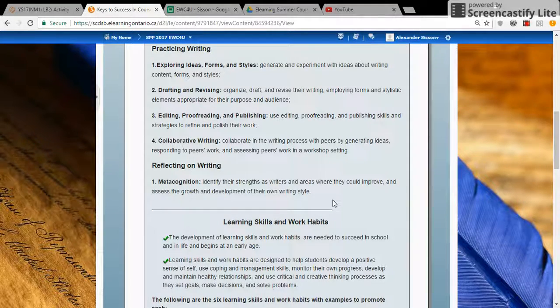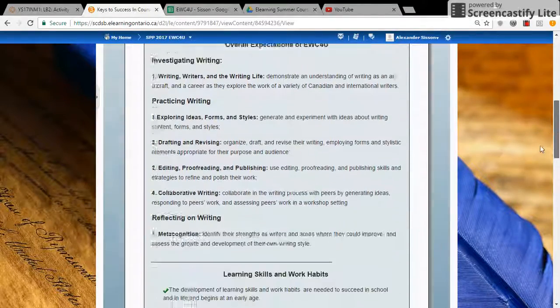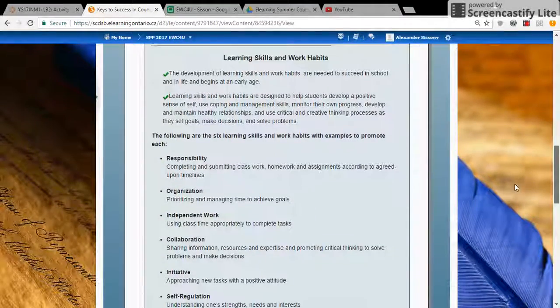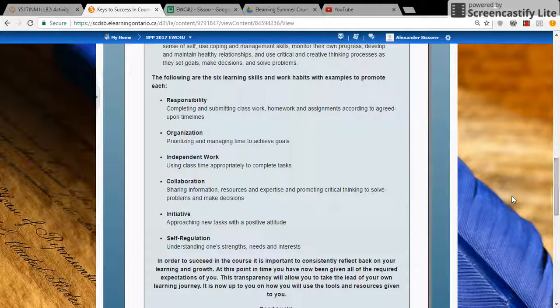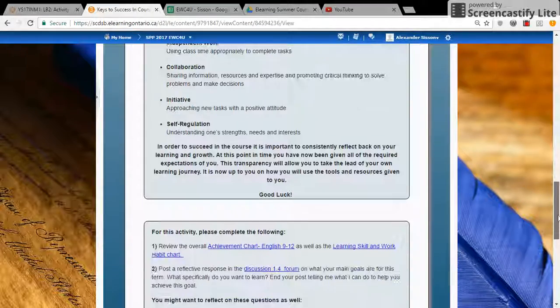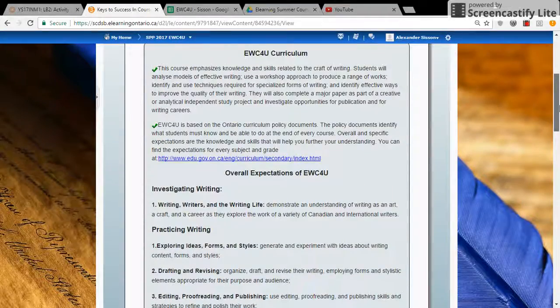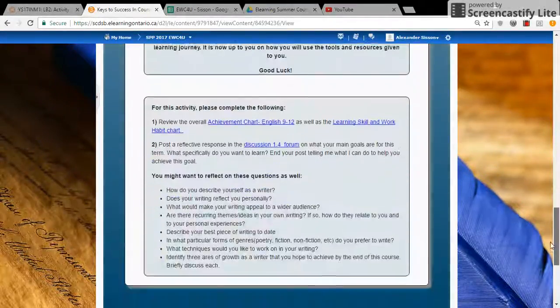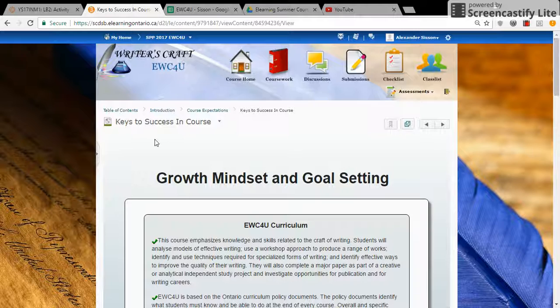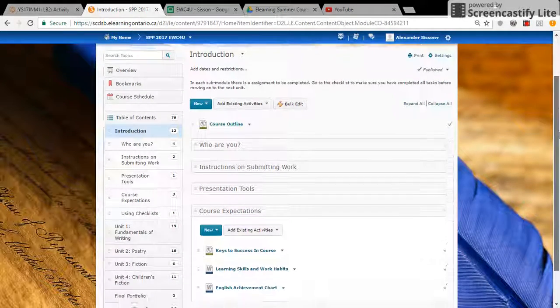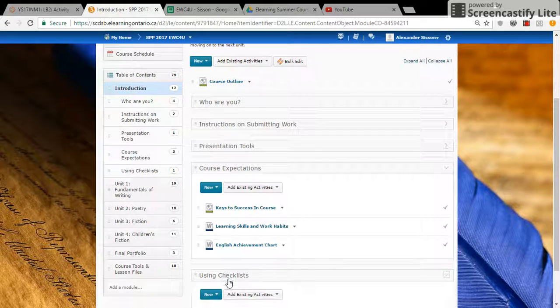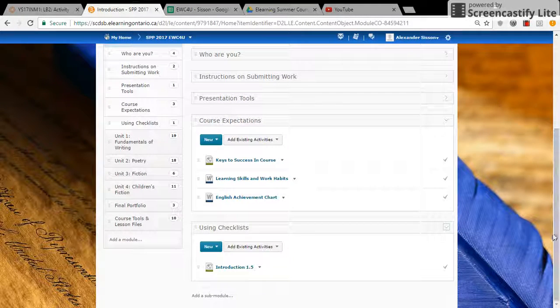Practicing writing, reflection, investigating writing, and then there are these skills that you will need to use when you are doing your assignments. Again, this is a document that you will need to and are suggested to really read through and soak it in. Now, the last portion of the introduction is using a checklist.